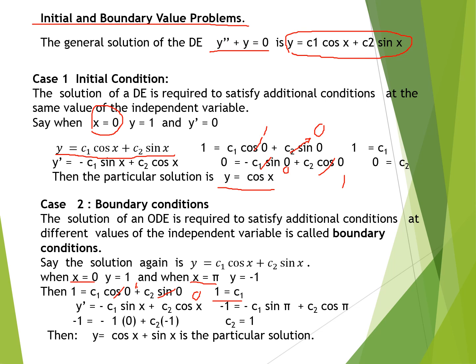Observe that this is 0, and cosine pi is negative 1. So what is the value of c2? c2 is 1.